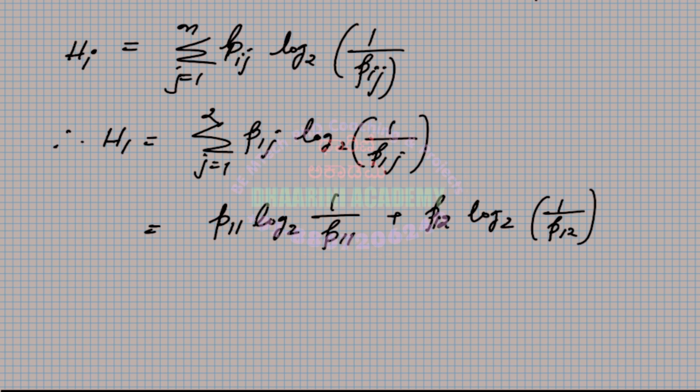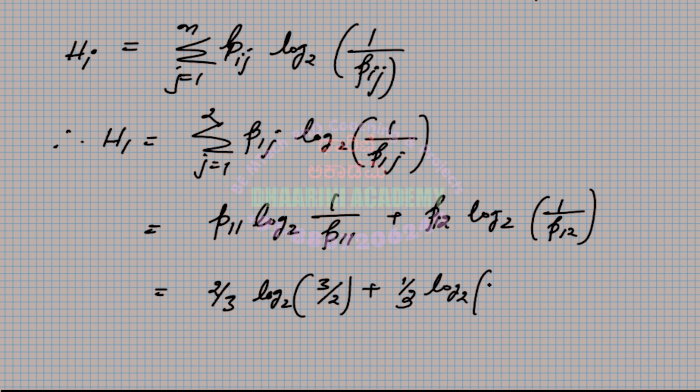Right? So using them in the equation, P11 is 2 by 3. So that is 2 by 3 log to the base 2 of 3 by 2 plus P12 is 1 by 3, and this is log to the base 2 of 3 by 1. Please calculate. So when we calculate this, it comes to be 0.91. It's H1, so bits per symbol.